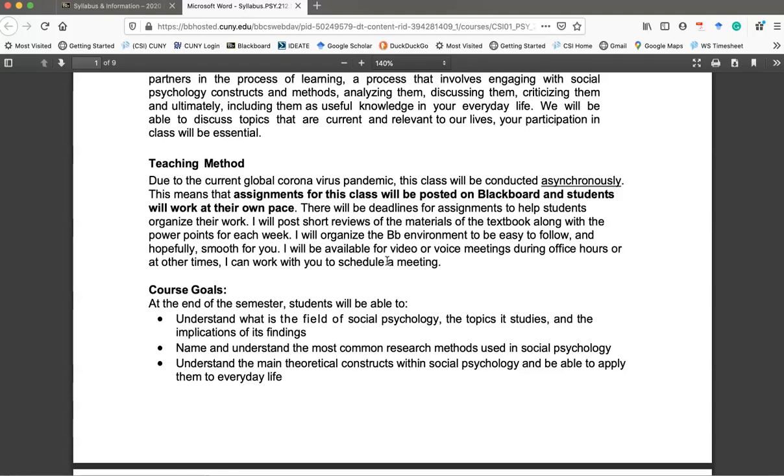Due to the current global coronavirus pandemic, this class will be conducted asynchronously. This means that assignments for this class will be posted on Blackboard and students will work at their own pace. There will be deadlines for assignments to help students organize their work. I will post short reviews of the materials of the textbook, probably like voiceover PowerPoints, along with the actual PowerPoints for each week. I will organize the Blackboard environment to be easy to follow and hopefully smooth for you.